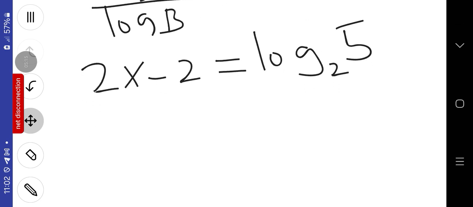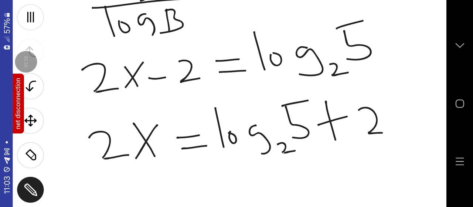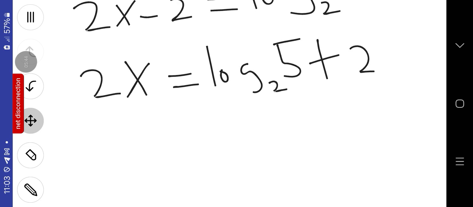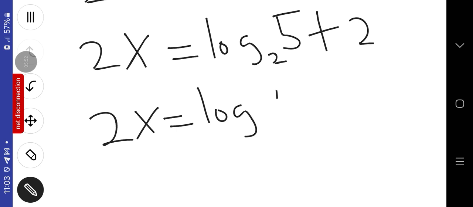Now we want to make x the subject of the equation. So we need to move anything that is attached to x. First we are going to move minus 2 to the right part of the equation. Here it becomes addition because it's crossing the equal to sign. So now we have 2x is equal to log 5 base 2 plus 2.